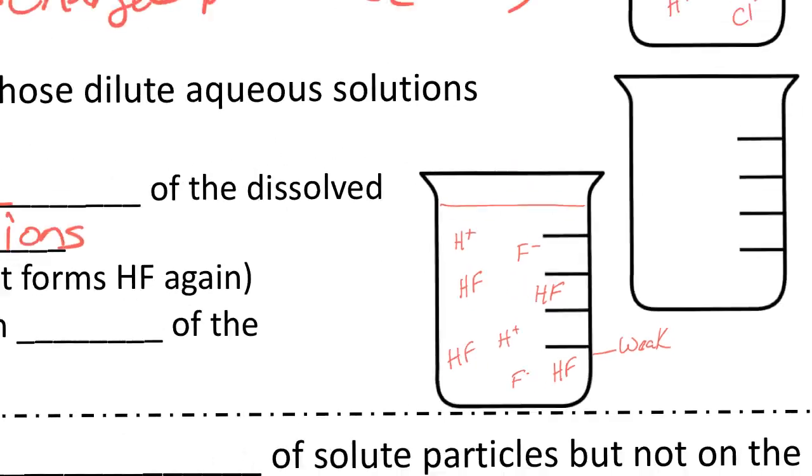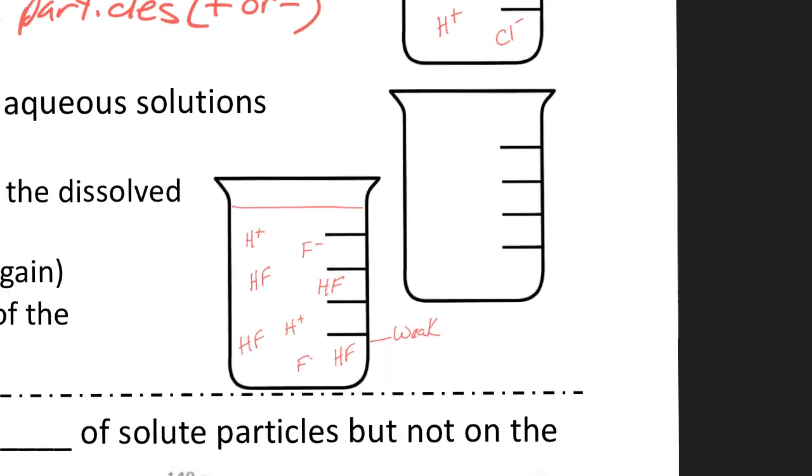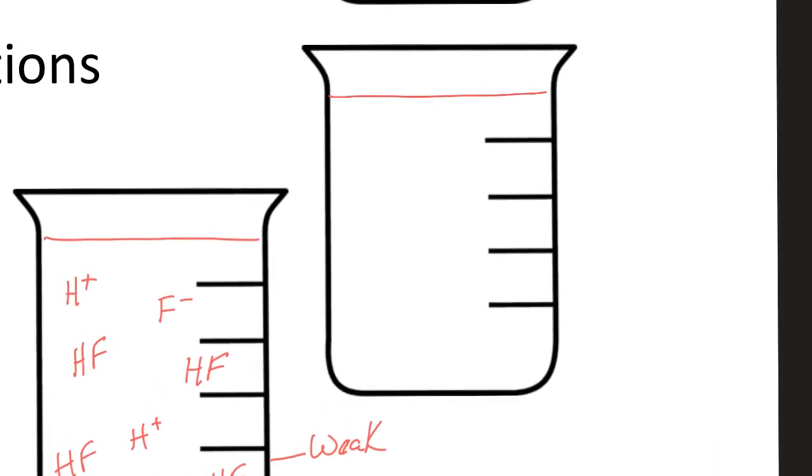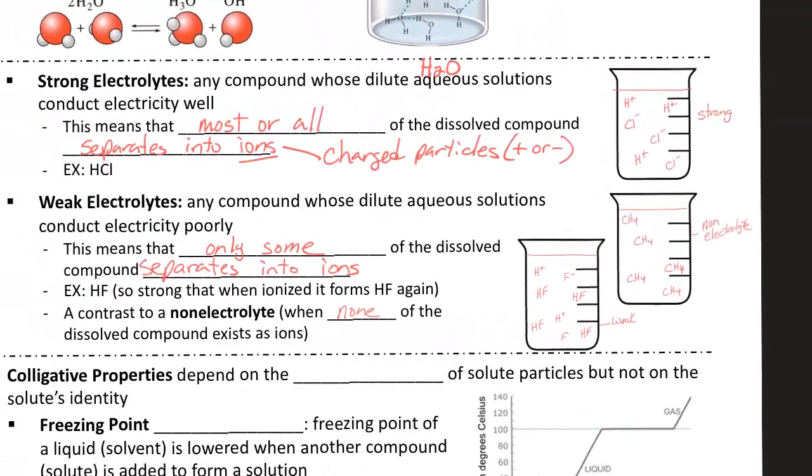And we can also have a non-electrolyte, when none of the dissolved compound is going to have any ionic form at all. So here would be an example of a non-electrolyte, CH4. It's going to be dissolved in water, but there's no charges on any of these. And this is a non-electrolyte. Okay, so those are electrolytes.